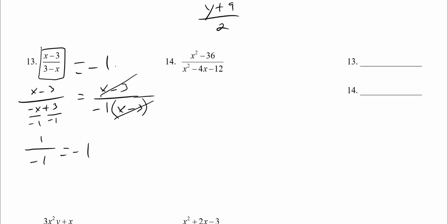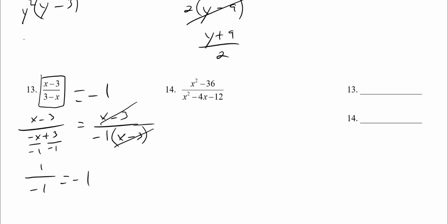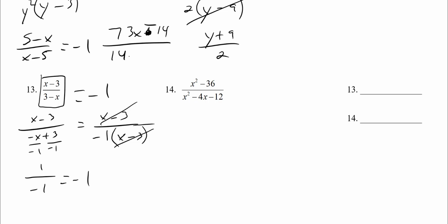So if I have a problem like, let me just write it kind of above here a little bit. If I have 5 minus x over x minus 5, it's automatically negative 1. If I have 73x minus 14 over 14 minus 73x, see, that's the same thing except it's just flipped around with the minus signs. That's equal to -1. You just have to remember that.